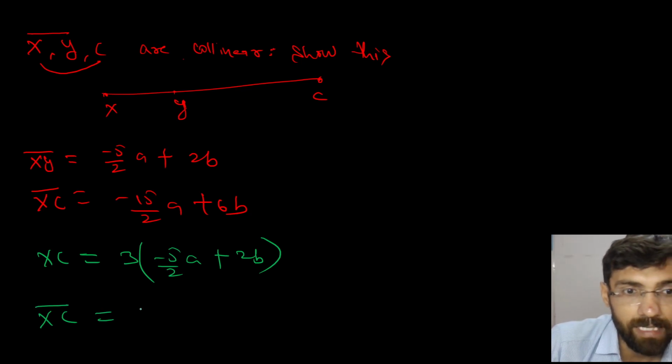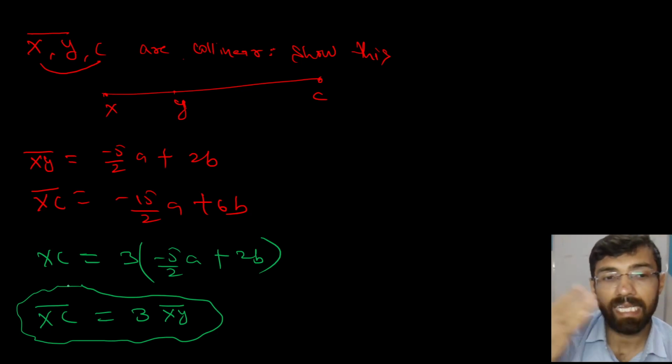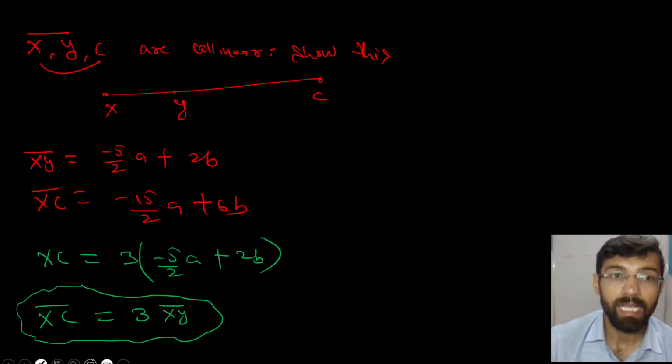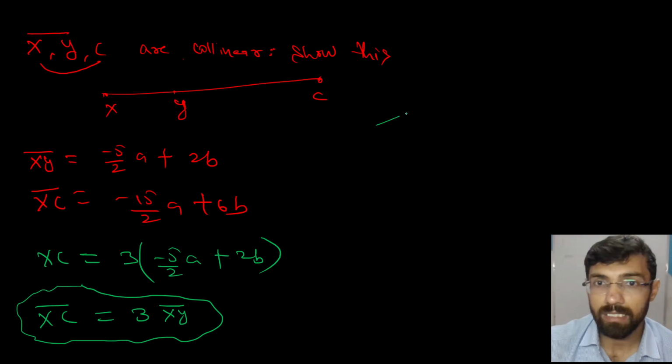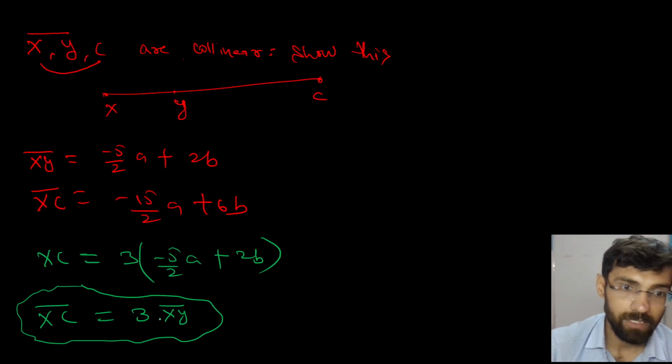So here I have the XC vector. XC vector is nothing but 3 times minus 5 by 2a plus 2b, which is nothing but the XY vector. Whenever you have a relation like this, where one vector is k times another vector, we are quite sure that these are parallel vectors. Let us try to represent it graphically. You are saying the XC vector is triple the XY vector.